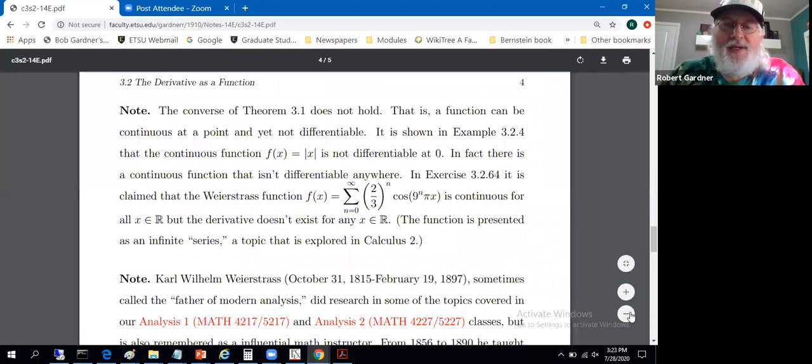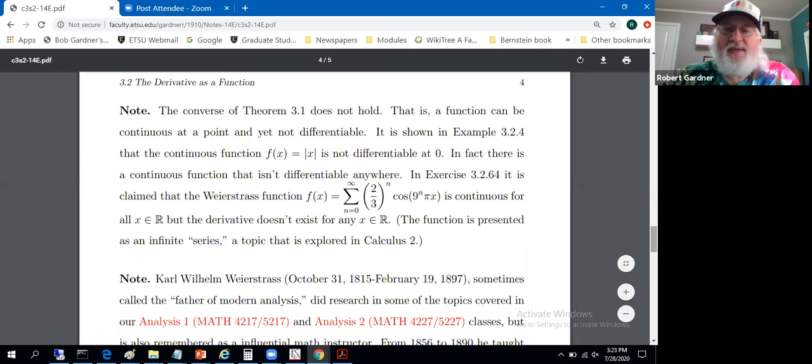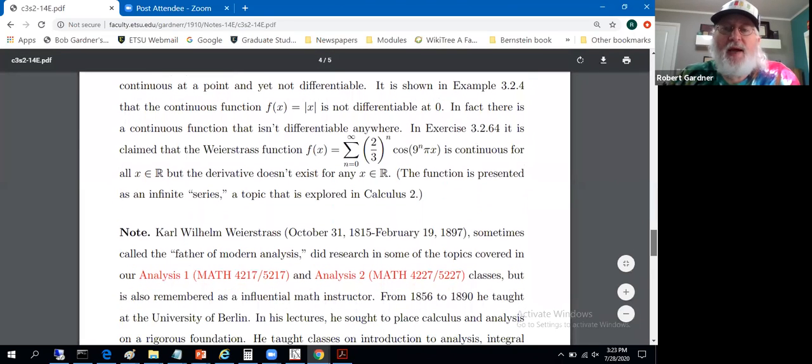Now, it gets a lot worse than that. The homework exercises, 3.2, the section we're in, number 64, mentions that there's a continuous function that isn't differentiable anywhere. This is pretty exotic stuff. I'm surprised they even mention it in a calculus course.